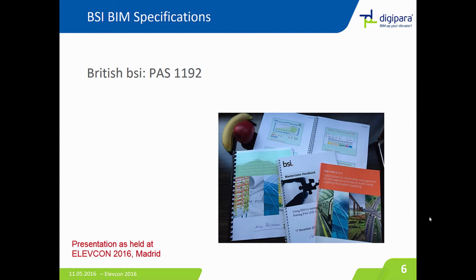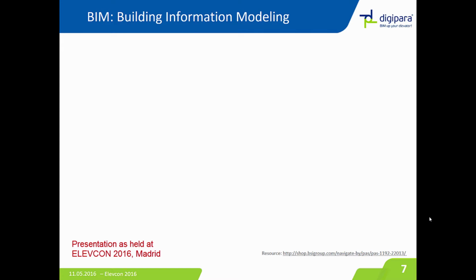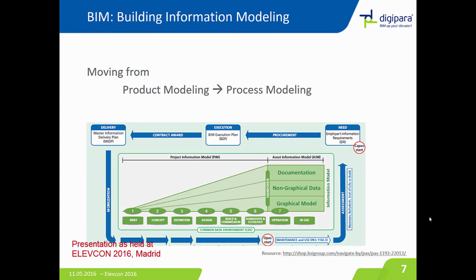I want to tell you a little bit about the BSI. Six months ago, I visited a masterclass training at the BSI in London. And they talk about their standard, which is the PAS, the PAS 1192. And you see, there are a lot of paper materials that you can learn. To me, building information modeling means moving from product modeling to process modeling. And you see here, this chart is also from the PAS.